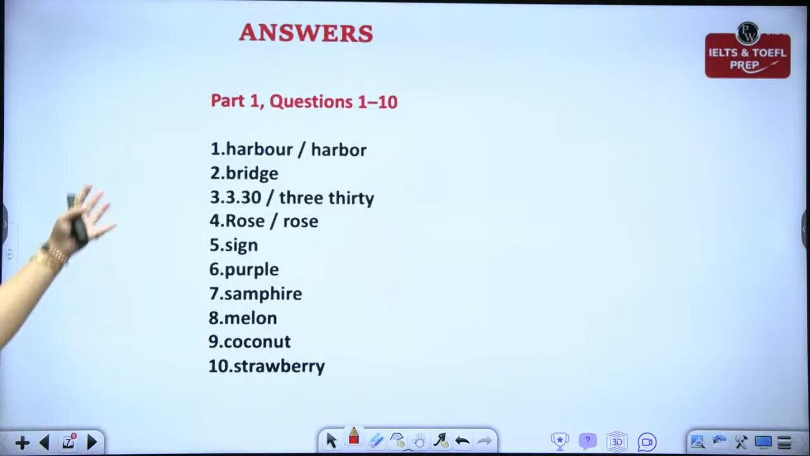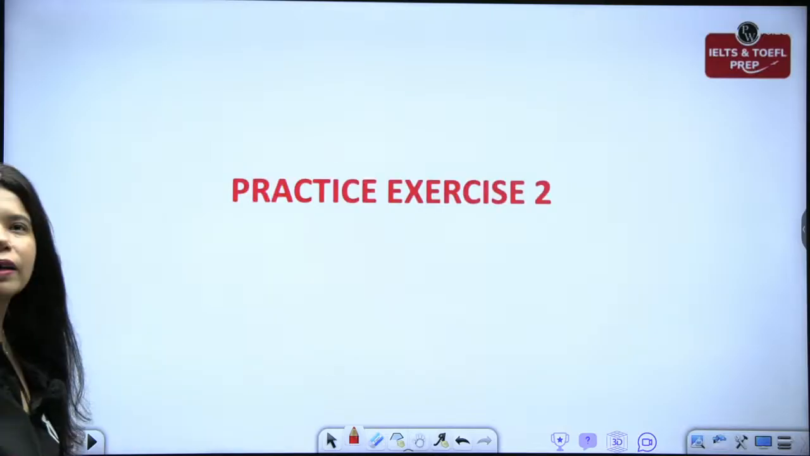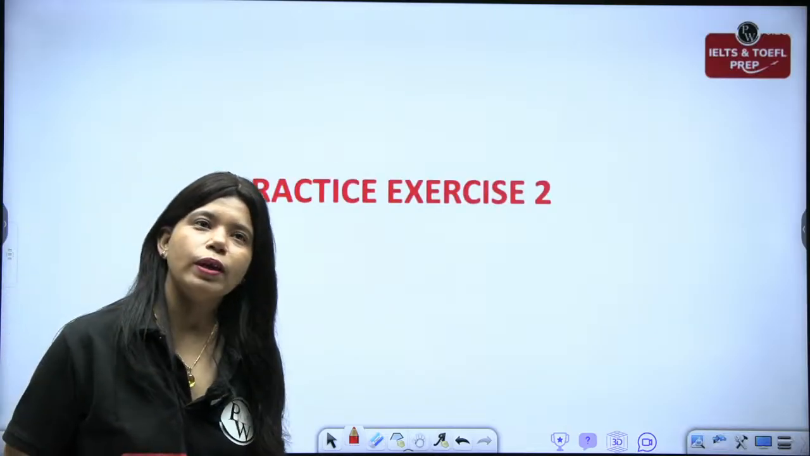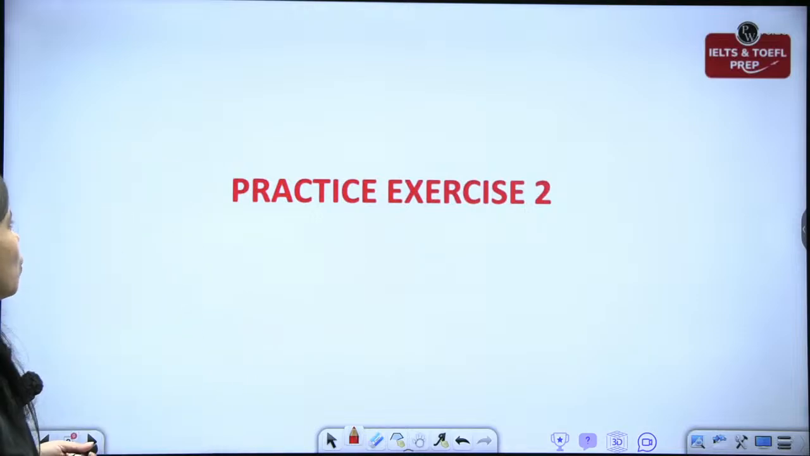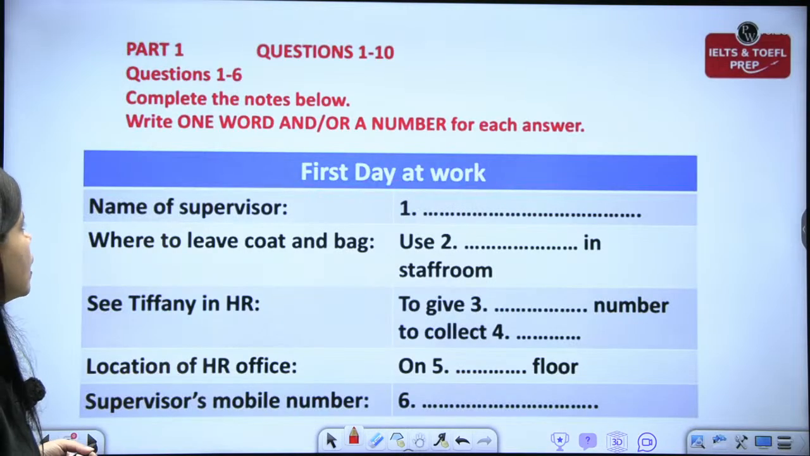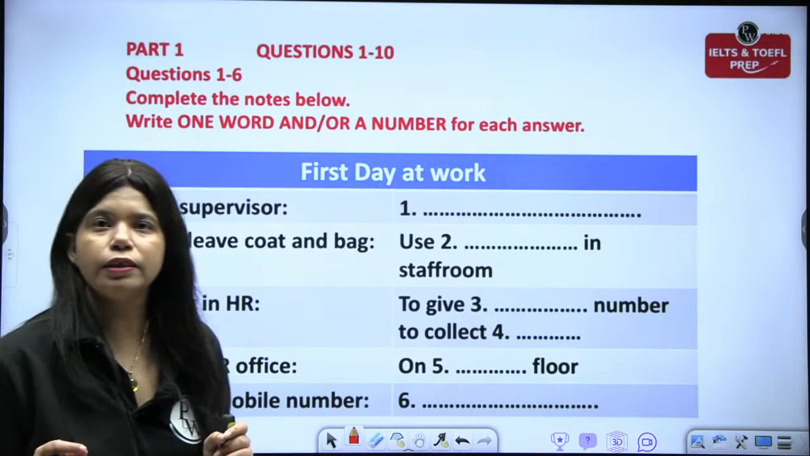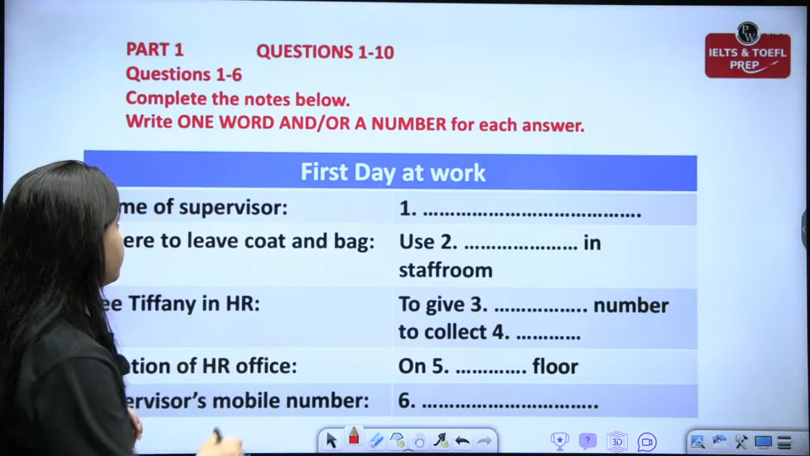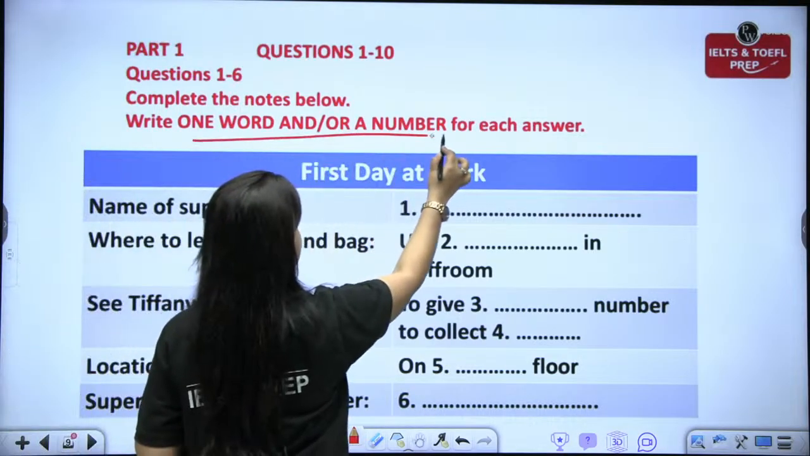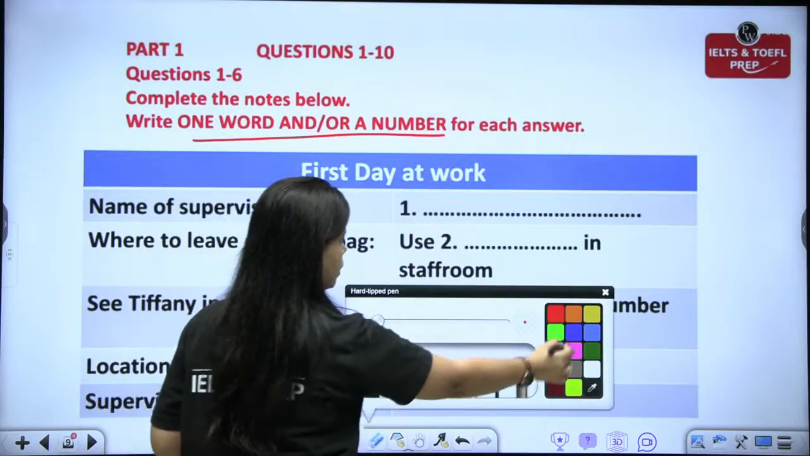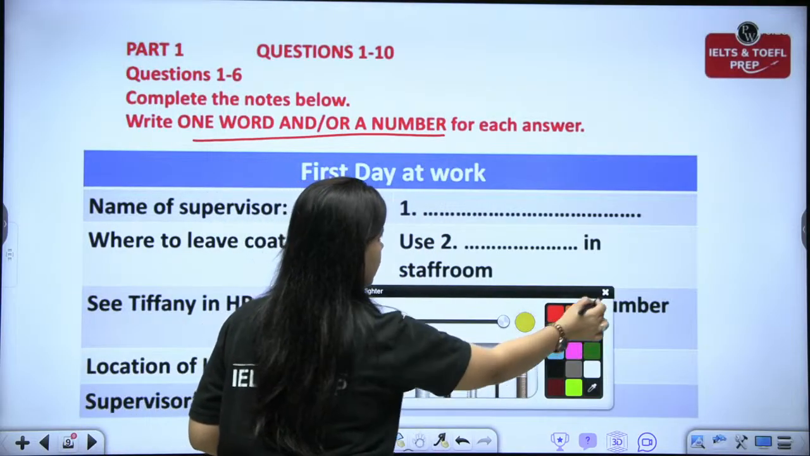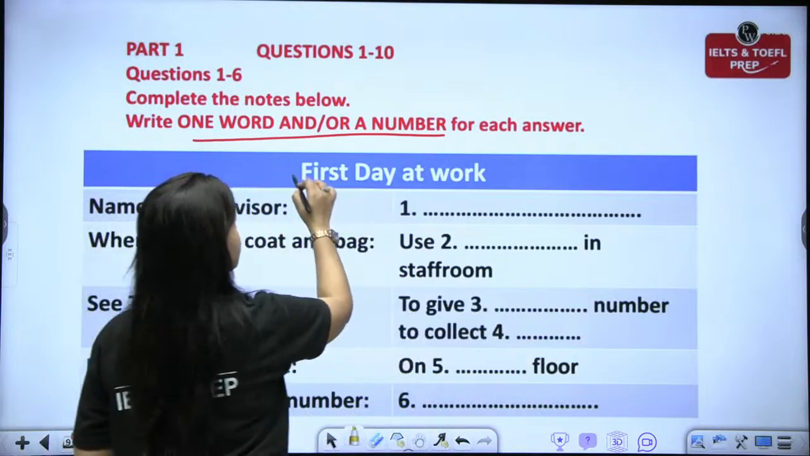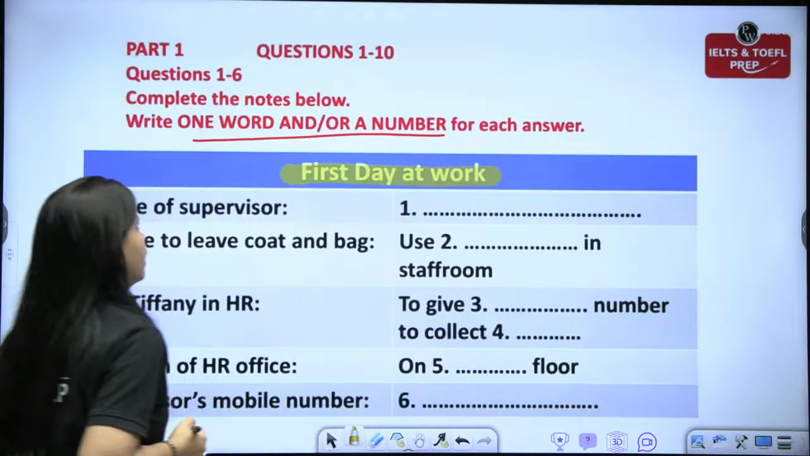These are the answers which we just discussed. And here you go with the second practice exercise. Okay, Mr. Batman. Your wish, my command. Here you go. Once again, we have got table completion. The word limit is one word and or a number. Never ever ignore this. Never ever ignore the word limit. And let me have my highlighter. Here you go. So this is about somebody's first day at work.